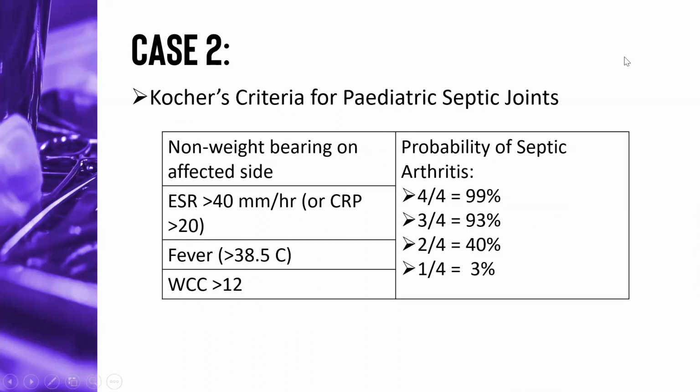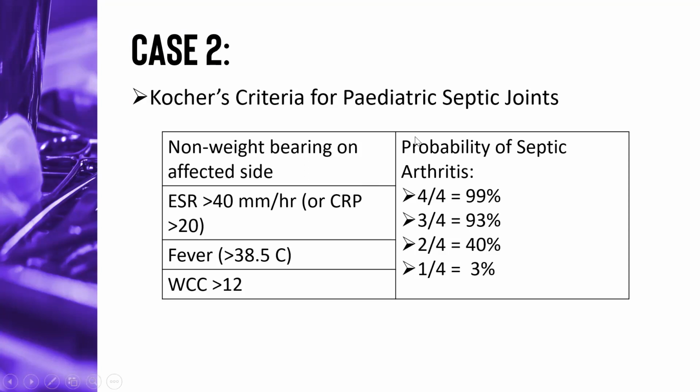Now, there's Kocher's criteria, and this is very useful in helping to diagnose it. It was originally designed to help differentiate a transient synovitis from a septic joint in children. And there are 4 criteria here: non-weight bearing on the affected side, an ESR of more than 40 or CRP more than 20, a fever of more than 38.5, and a white cell count of more than 4.